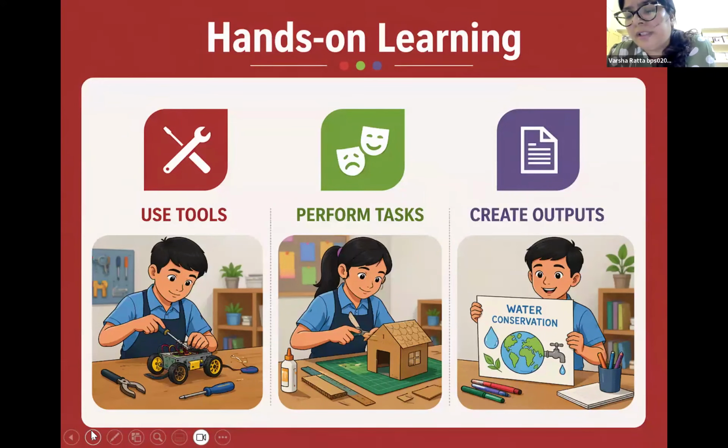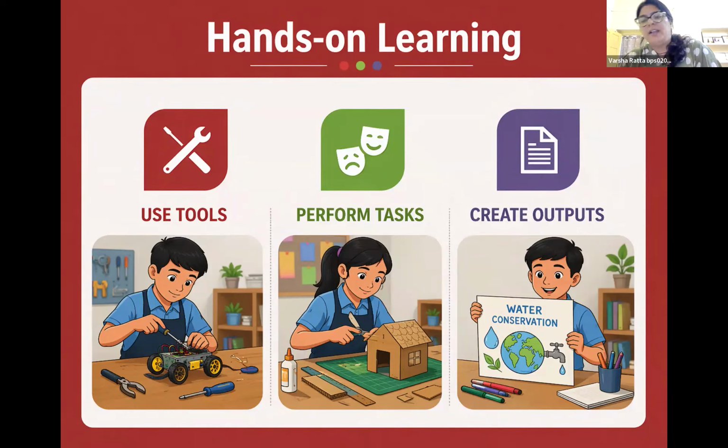So how does the hands-on learning experience happen? It will happen if they are able to use tools, perform tasks, and create outcomes, outputs. So the outputs are very important, right? We have to understand that the outputs are very important. Using tools, obviously they must know what tools they're using, what process they are following, and then perform the task. How are they doing it in a manner that is structured?